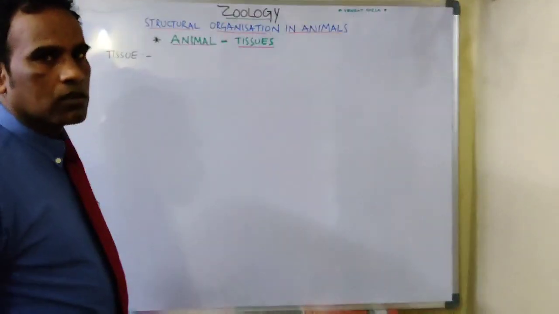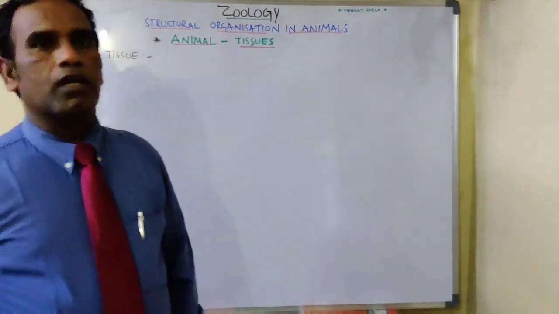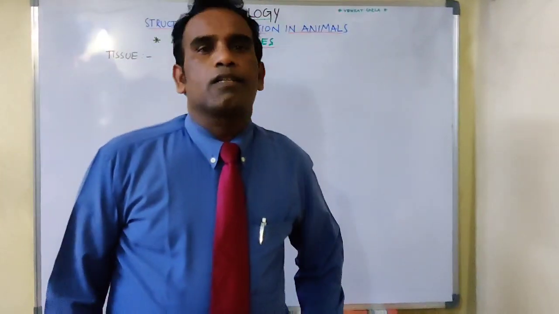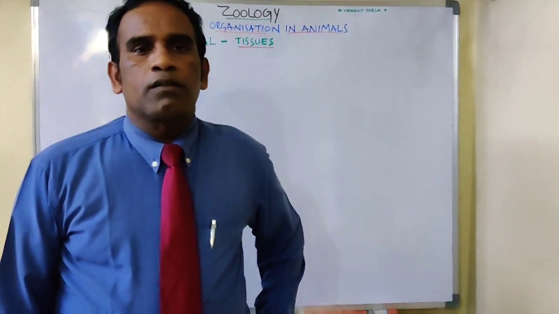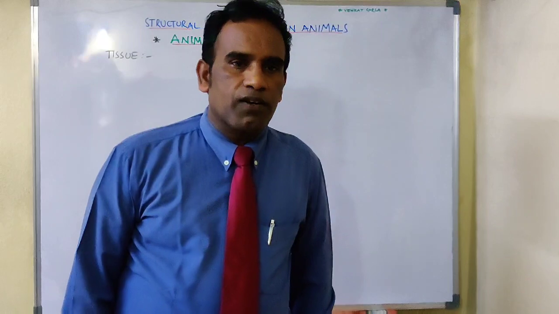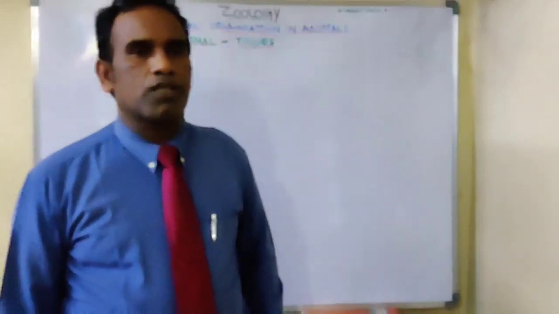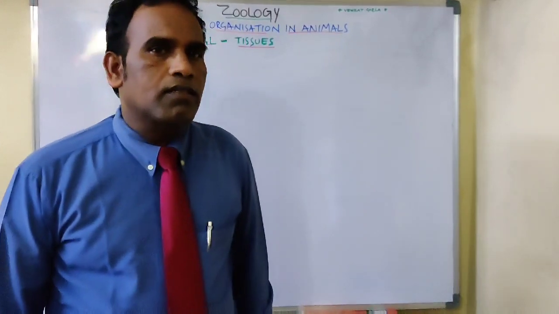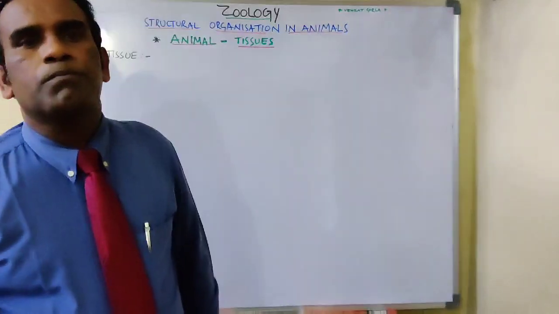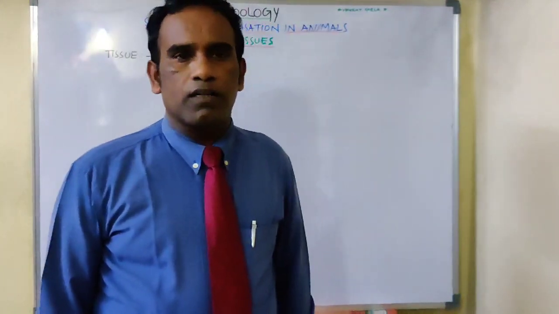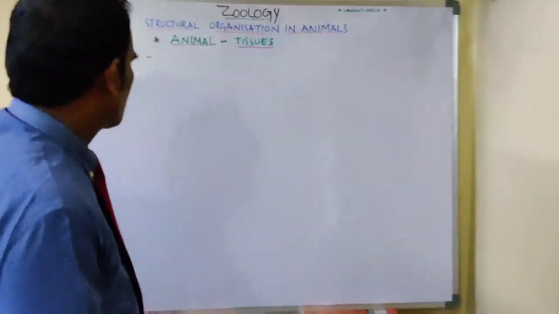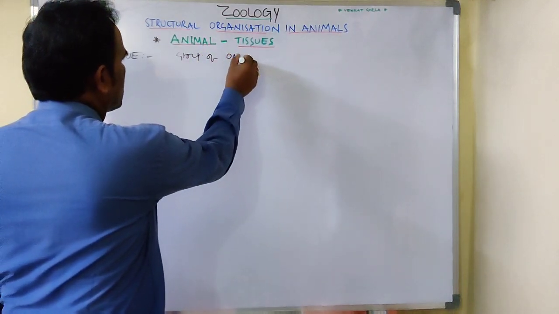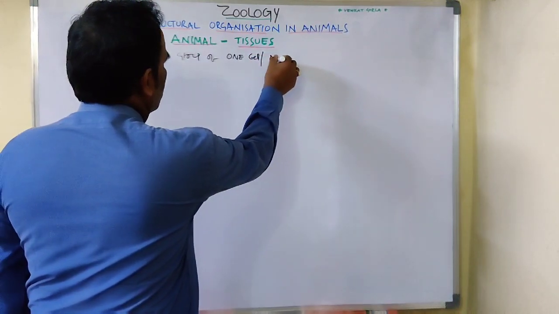A tissue means a group of one or more types of cells and their intercellular substances that perform a specific function. So what is a tissue? A group of one cell or many types of cells and their intercellular substances that perform a specific function is called a tissue.